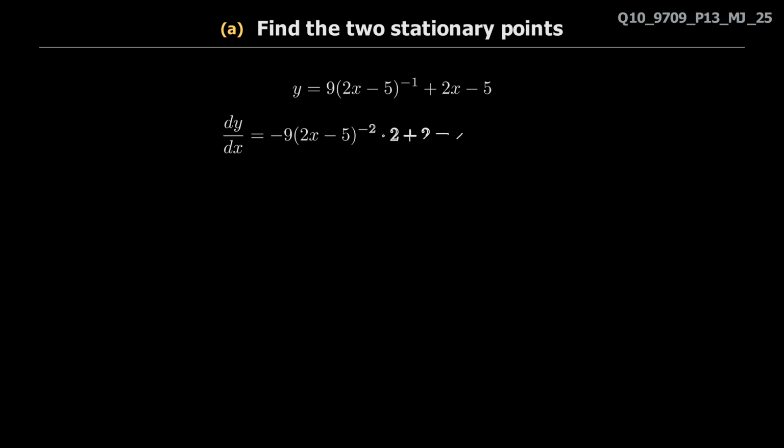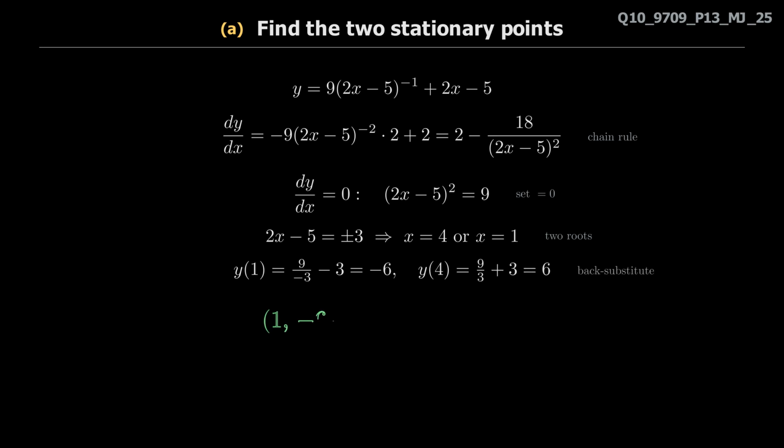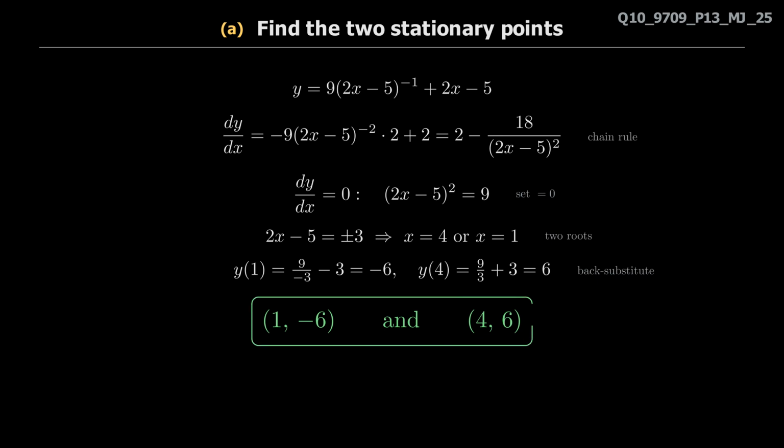Differentiate. Chain rule on 9 over (2x minus 5). Set dy by dx equal to 0: (2x minus 5) squared equals 9. So 2x minus 5 is plus or minus 3, x is 4 or 1. Substitute back. y is minus 6 at x equals 1, 6 at x equals 4. The stationary points are (1, minus 6) and (4, 6).